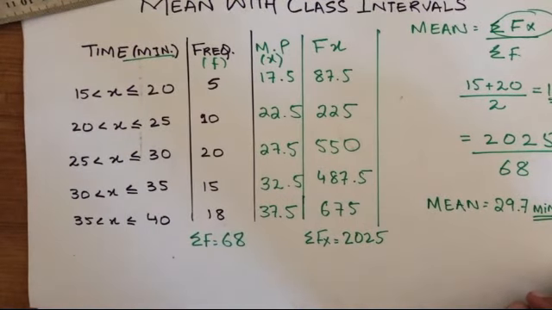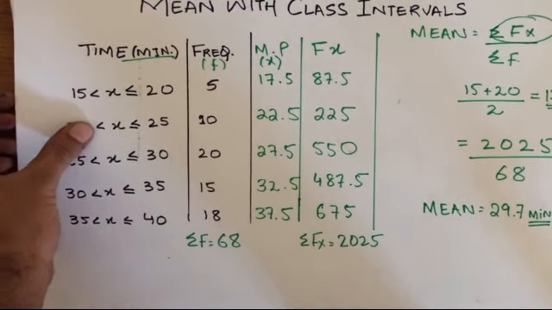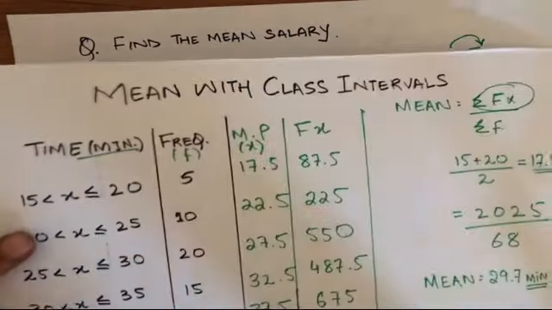So you guys can see there are two types of questions dealing with mean in group data. That is the one without the class intervals and the one with the class intervals. So I hope you guys have understood this. Now it's time I give you guys some practice questions.